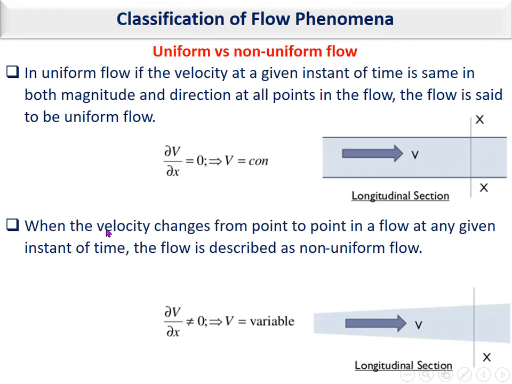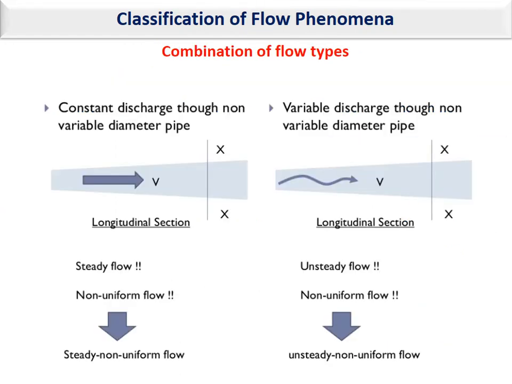But when the velocity changes from point to point in a flow at any given instant of time, then the flow is described as non-uniform, like the one shown here. Here, there's a pipe whose cross-section is increasing in the direction of flow. So in this case, ∂v/∂x is not equal to 0, and we call this a non-uniform flow.